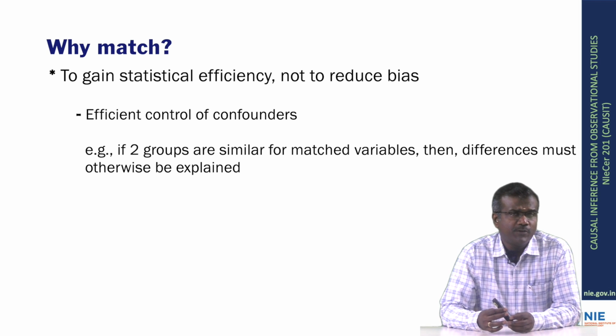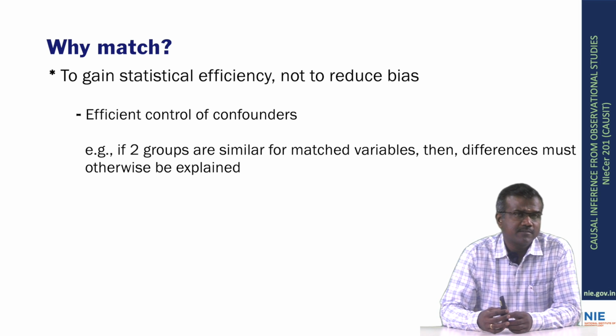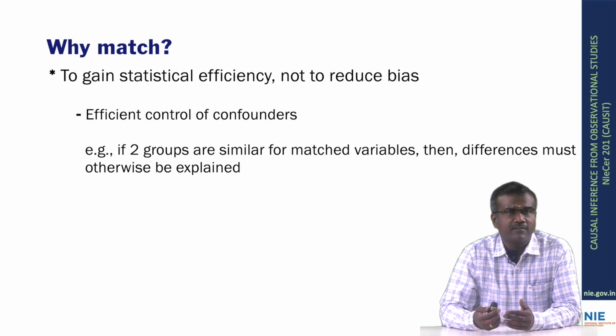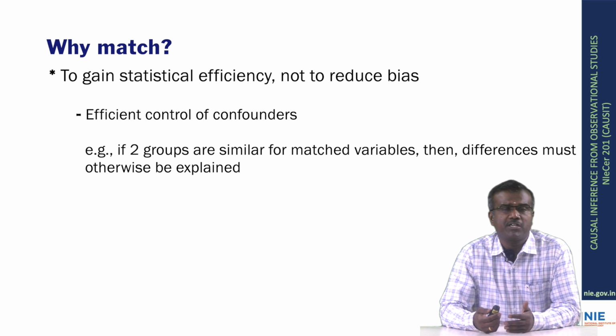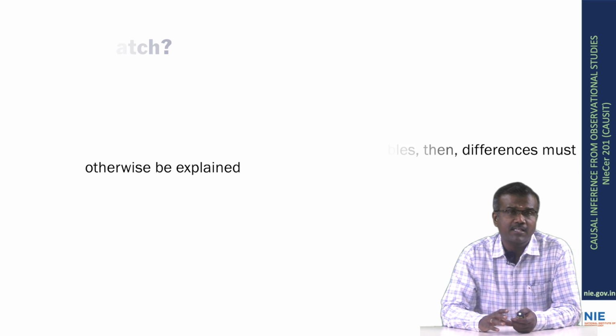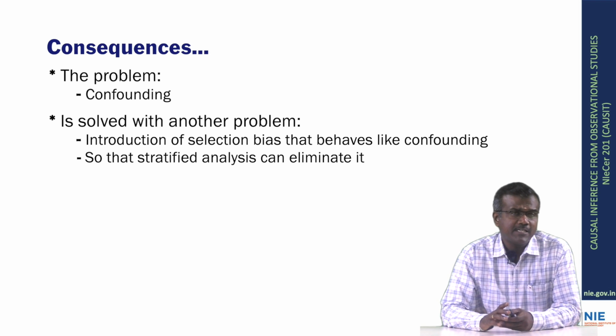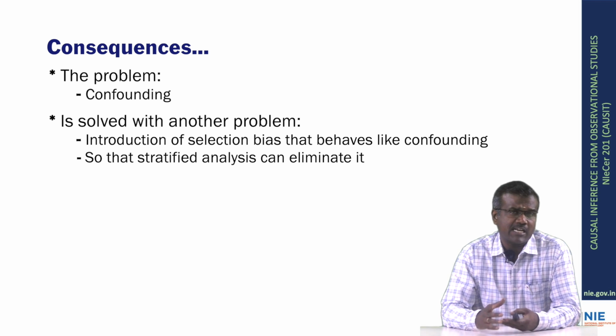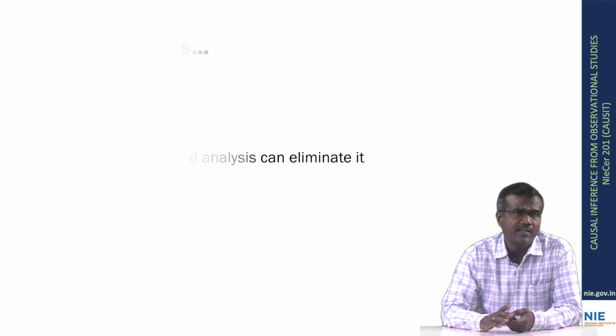Why do we match? We do match definitely not to reduce bias but to gain statistical efficiency. Therefore, matching is done to achieve efficient control of confounders. For example, if the two groups are similar for the matched variables, then the differences observed must otherwise be explained. While matching is done to handle confounding as a problem which is anticipated a priori, however, due to matching, we introduce another problem like selection bias that behaves almost like confounding, so that stratified analysis can eliminate it.